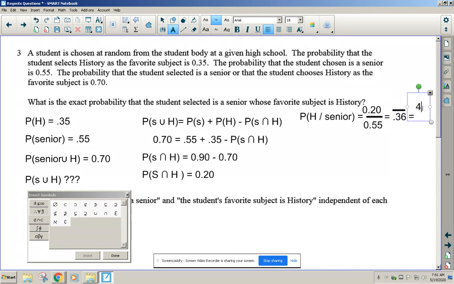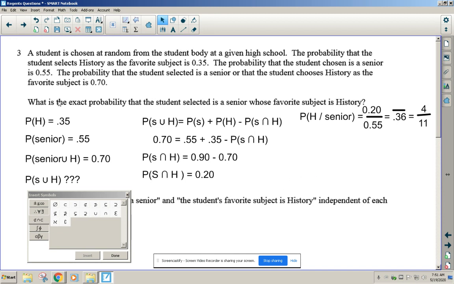This fraction is 4/11. So 4 out of 11 seniors have history as their favorite subject, so that might be a little bit easier to follow. And this would now be your answer. They didn't ask you to explain it, so I would just do the math.